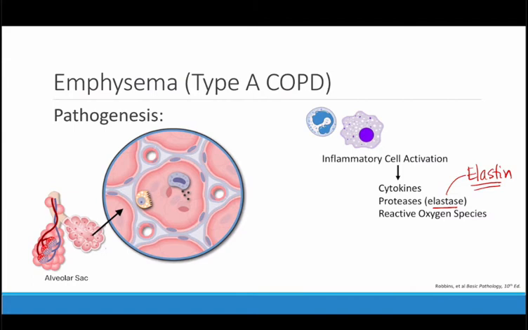So the negative of having an inflammatory cell activation is they're going to break down the tissue. They're going to break down the extracellular matrix. They're going to cause damage to the alveolar wall.